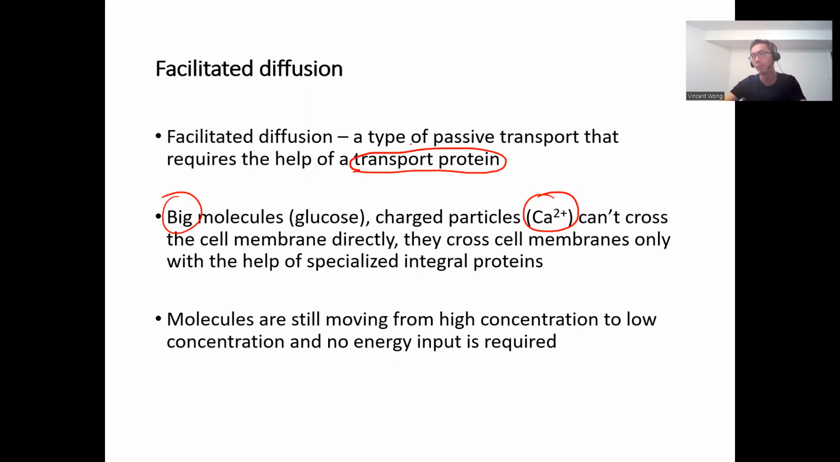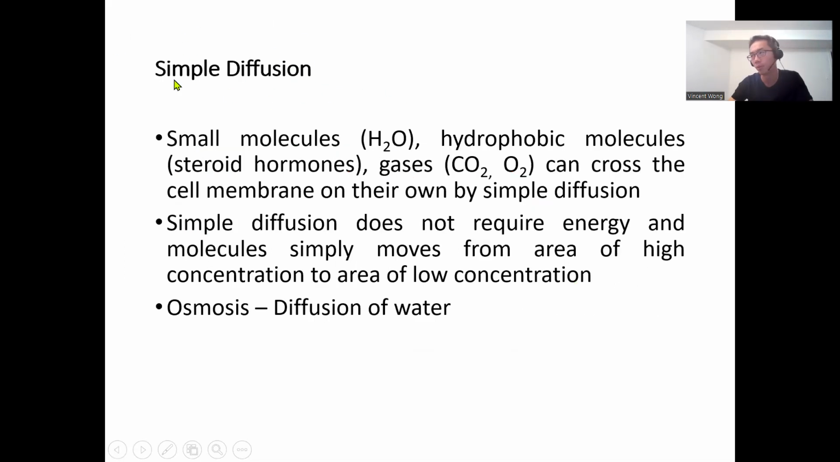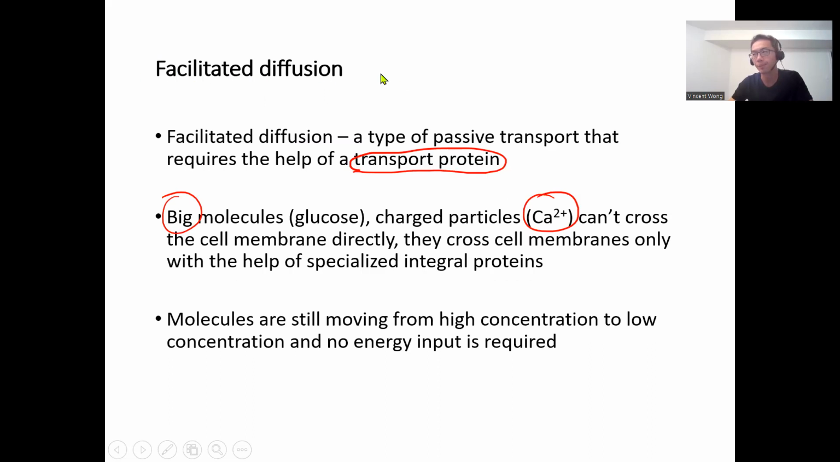So you remember from a previous discussion that some proteins are integral proteins. They span across the entire phospholipid bilayer. And when you cross the cell membrane with the help of a protein, that is what we call facilitated diffusion. So simple diffusion just happens on its own, no help at all. Facilitated diffusion needs the help of a transport protein. All right, no energy is required, but you need the help of a protein.